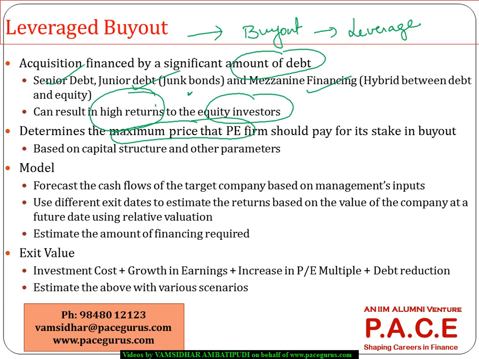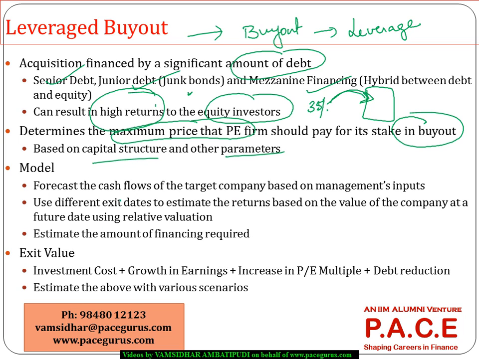It primarily determines what should be the maximum price that the PE firm should invest to buy its stake in the buyout firm. So if this PE firm is looking for a 35% stake in this firm, what should be the amount that it has to pay for it? So it will look at the capital structure and various parameters and finally determine that amount.